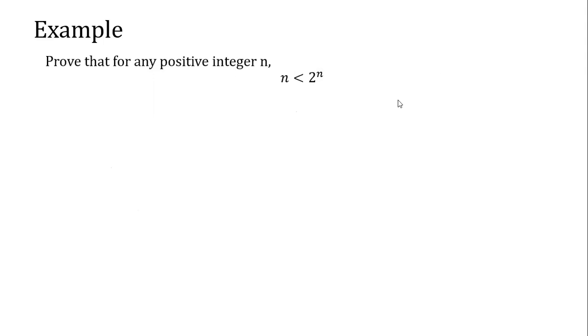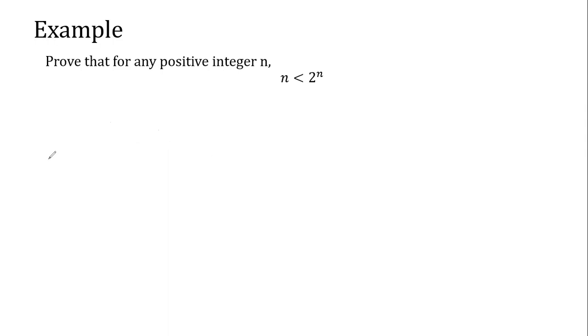Prove that for any positive integer n, n is less than 2 raised to n. Okay, so verification ulit tayo. So, for our verification, let n is equal to 1, then 1 is less than 2 raised to 1. So 1 is less than 2, which is true. Okay, 1 is less than 2. So pwede tayo mag-proceed sa next step.